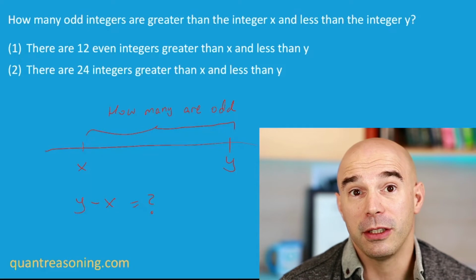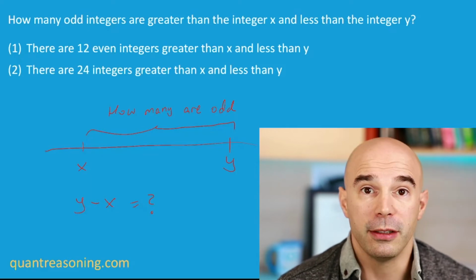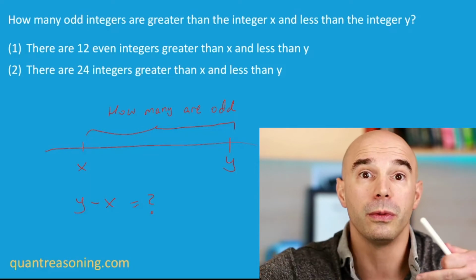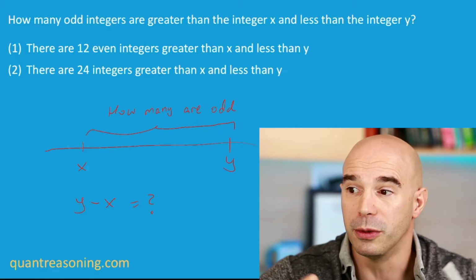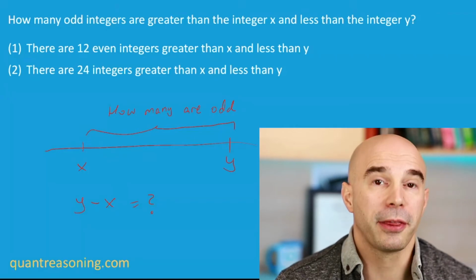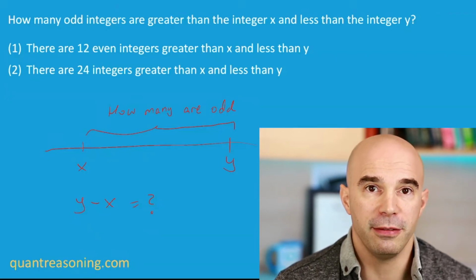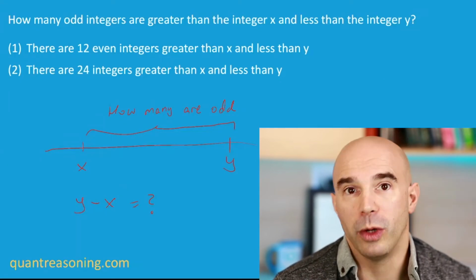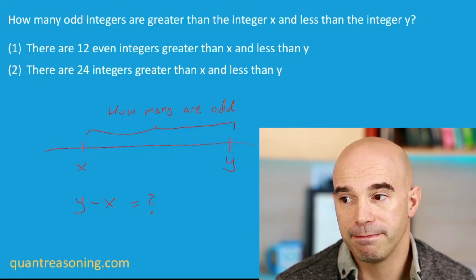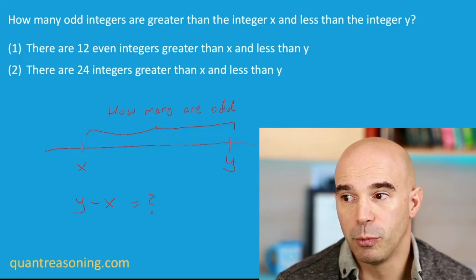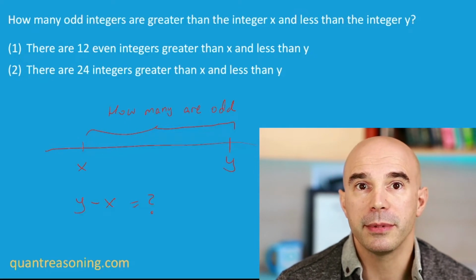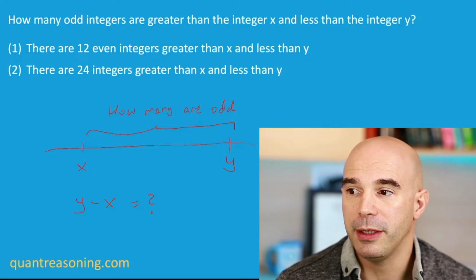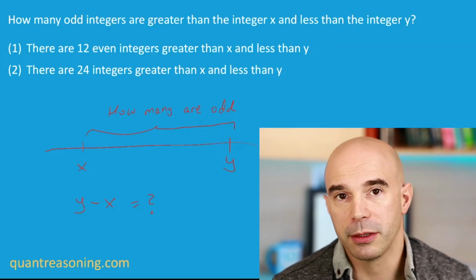So if you have 5 consecutive integers, you'll have 3 of one kind and 2 of the other kind, but I don't know which kind got 3 and which kind got 2. In the world of divisibility by 3, if you're looking at 5 consecutive integers, you'll have 2 of one kind, 2 of another kind, 1 of a third kind. What are the different types of numbers in the world of divisibility by 3? Remainder 0, remainder 1, remainder 2.